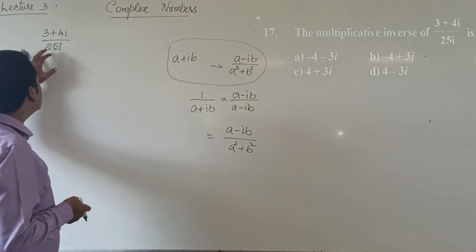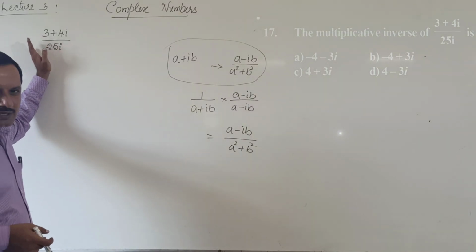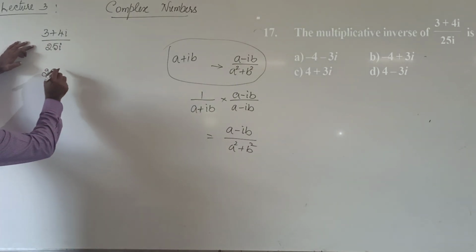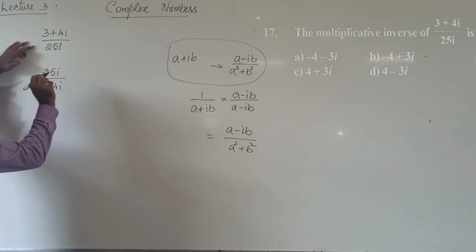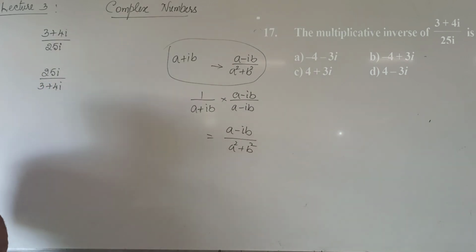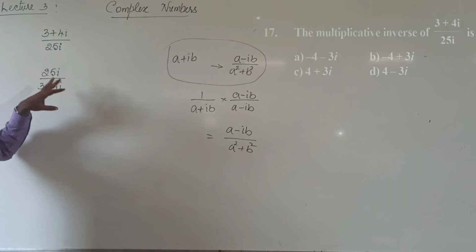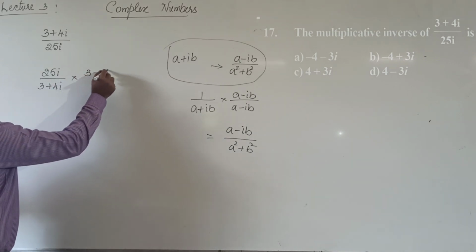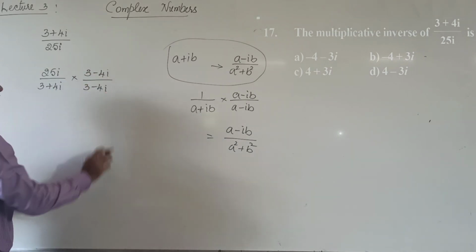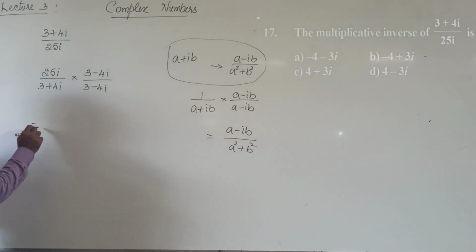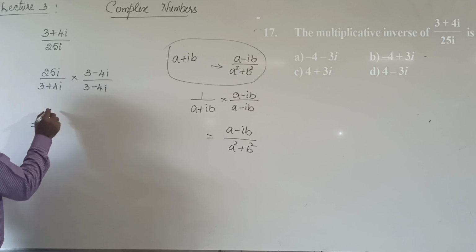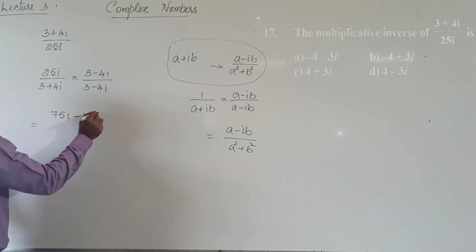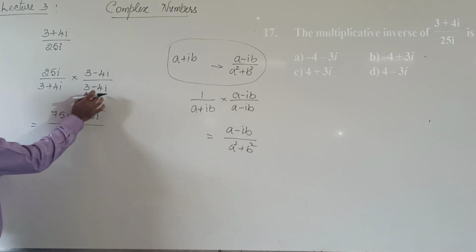Okay? So, this is the complex number we have. We want its multiplicative inverse. That is the reciprocal of this. What is the reciprocal of this? 25i divided by 3 plus 4i. Okay? So, now you simplify it. You bring it to the form a plus ib. For that I will multiply and divide by 3 minus 4i. So numerator will be 25 into 3, that is 75i, 25 into minus 4i, so that is minus 100i square. Denominator 3 plus 4i into 3 minus 4i.